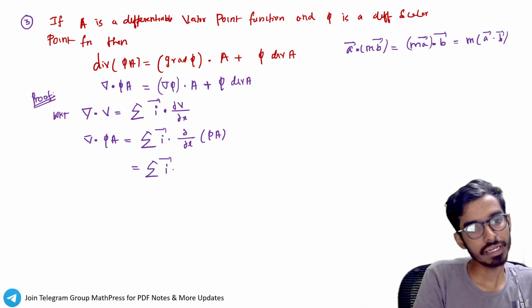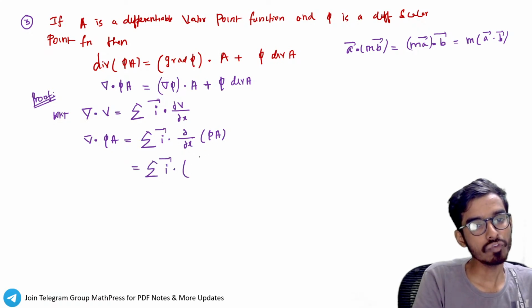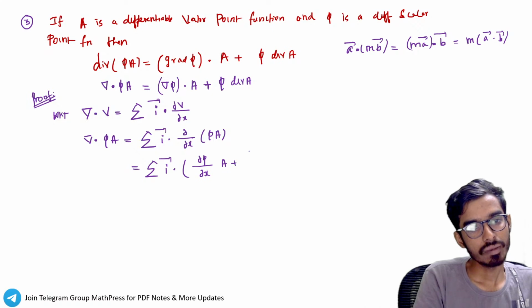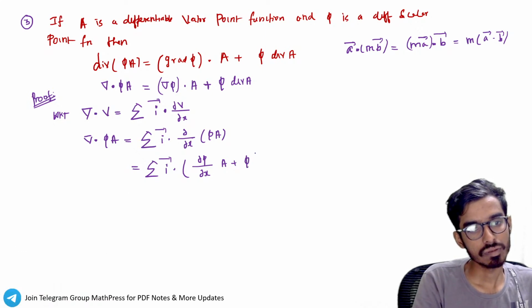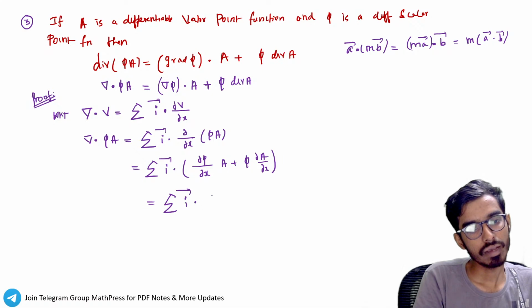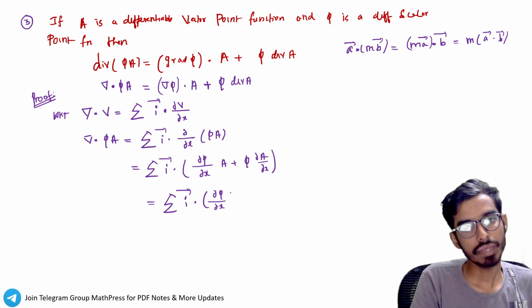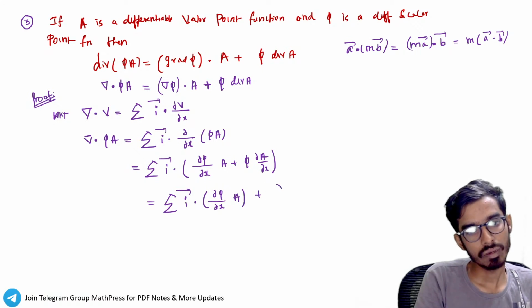This will be summation i dot, so differentiate this. I'm going to use the UV method because both are functions of x, y, z only. So dou phi by dou x into a plus phi into dou a by dou x, right? This is the same as summation i dot dou phi by dou x into a plus summation i dot phi into dou a by dou x, right?